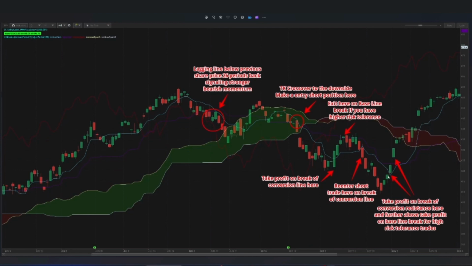So when it broke above that conversion line, you can take your profit on your short position of that re-entry that you took over here. And then when it broke above that baseline, the very next candle, you can take profit if you have a higher risk tolerance. So that would be your exit right there.